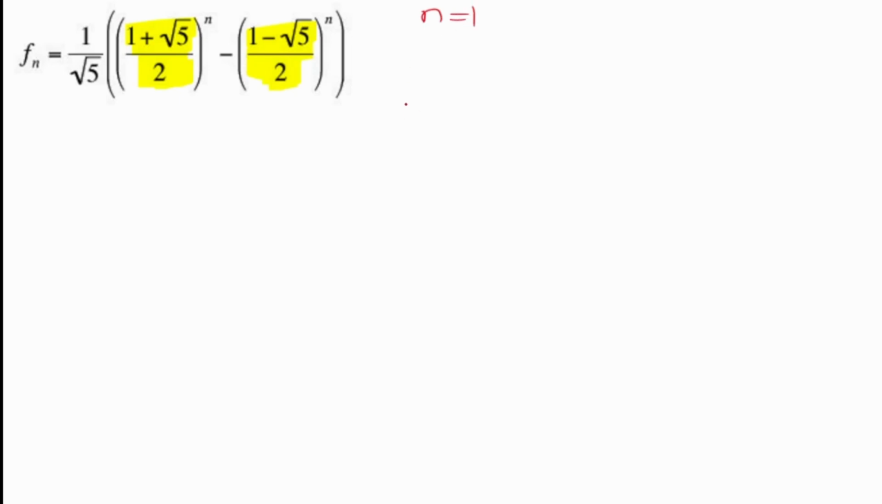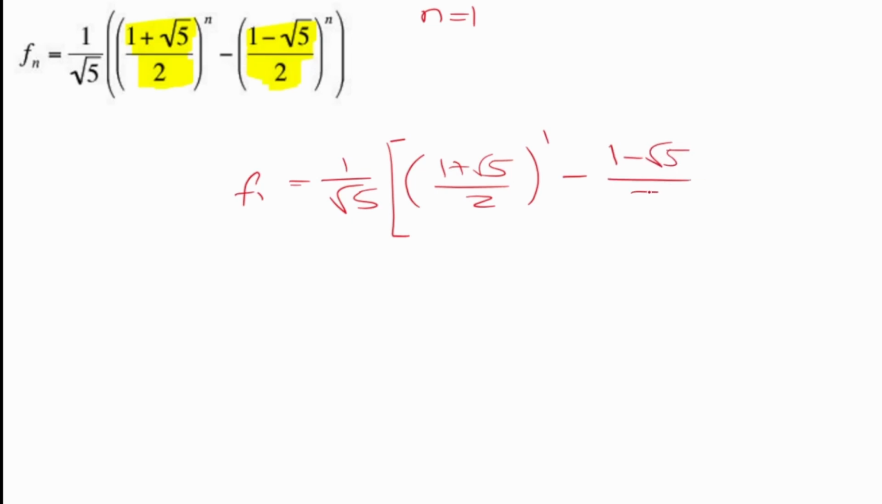And we're going to set n equals 1 to work out our first term. So, f of 1 is equal to 1 over root 5 multiplied by, square brackets I'm going to put, 1 plus root 5 all over 2 to the 1 minus 1 minus root 5 over 2 to the 1. And obviously those two are just going to be equal to 1 plus root 5 over 2 minus 1 minus root 5 over 2. I'm not going to do any more powers than that because it's going to get very, very messy.